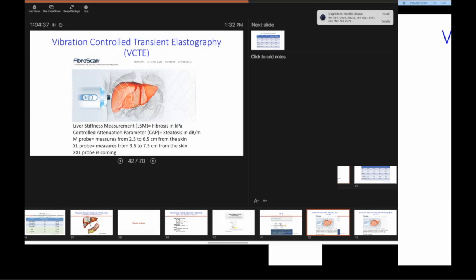We have different probes. We have an M probe, which looks at a segment that's 4 centimeters long, from 2.5 to 6.5 centimeters from the skin, and a deeper one for our thicker patients, the XL probe. And they keep telling us the XXL probe is coming out. It's supposed to come out this year, but I haven't heard about it yet. We'll see if it comes. We should have the pediatric probe shortly, this month for August. Anyway, we're hoping as well.